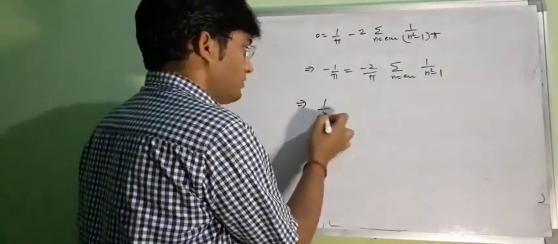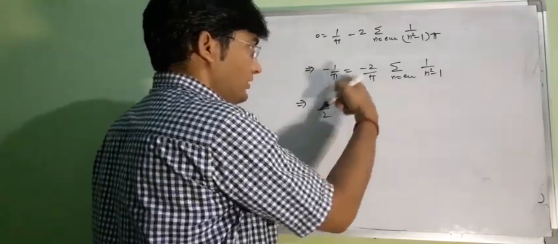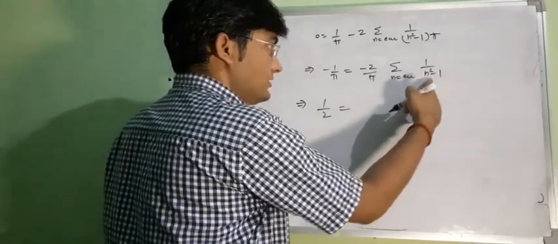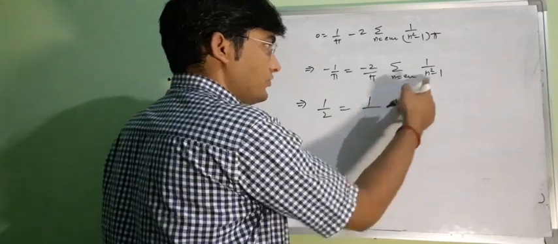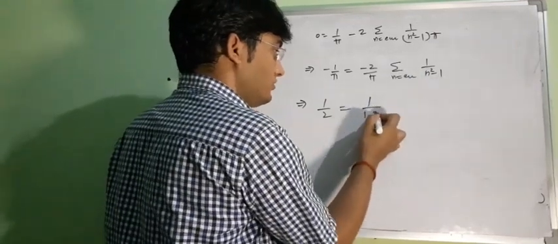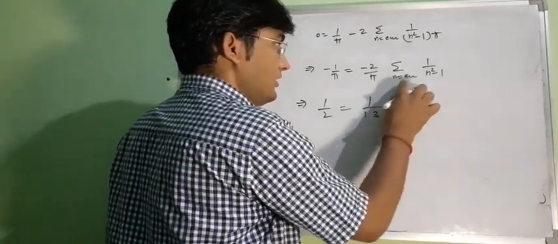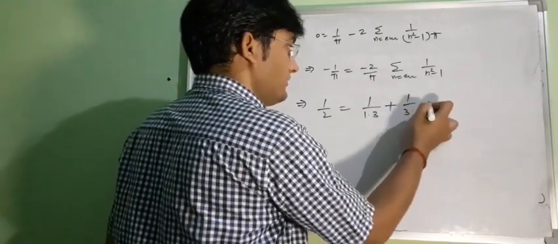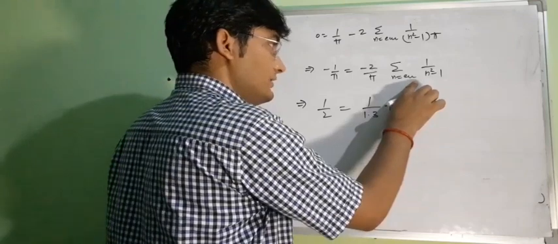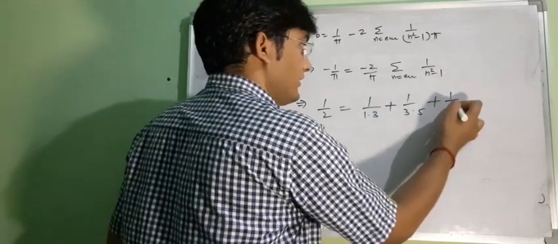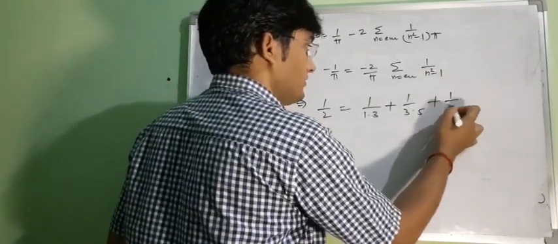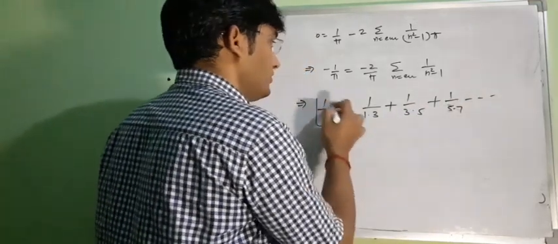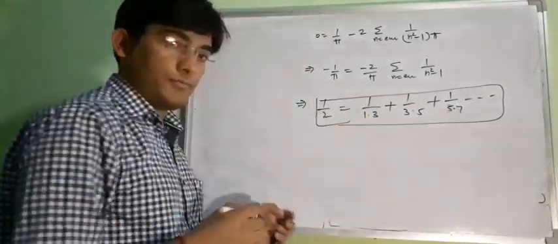So in the left hand side we will have half, and in the right hand side, if n is even, that means if n is 2, then this will be 4 minus 1, that means 3, so it can be written as 1 into 3. If n is 4, then it will be 15, so this is 3 into 5. If n is 6, then it will be 35, that means 5 into 7. So the sum of the series is half.